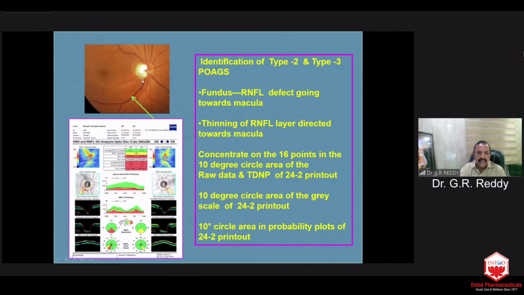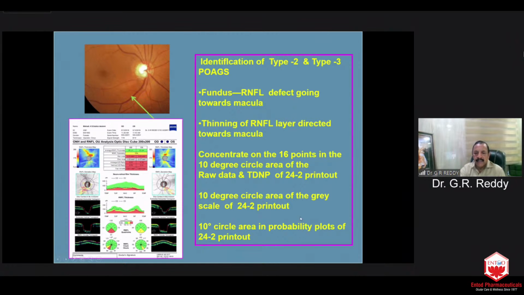In the fundus, the retinal nerve fiber layer direction, normally, the axons of the ganglion cells come like this, coming from the fovea. Look for thinning of the retinal nerve fiber layer going towards the fovea, and concentrate on the 16 central points of the raw data and the total deviation numerical plot of 24-2. Concentrate on the central 10-degree grayscale in 24-2 printout, and concentrate on the probability plot within 10 degrees of 24-2.